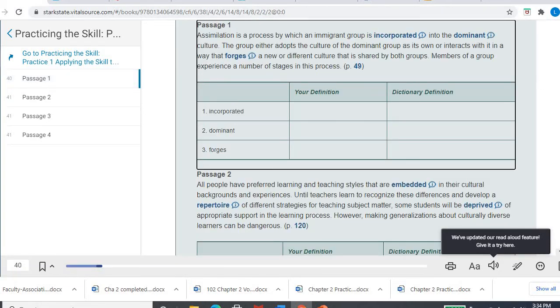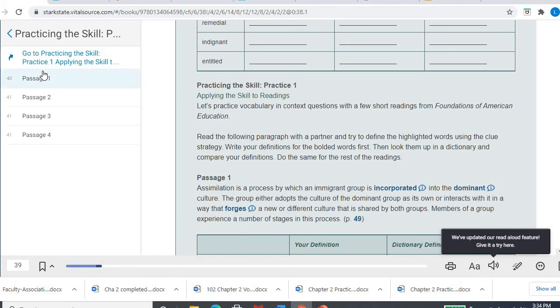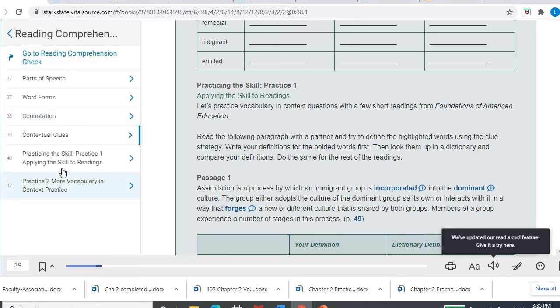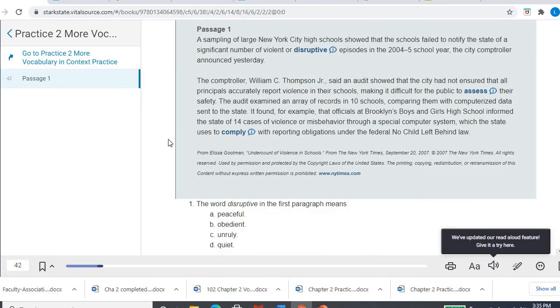Hold on. It's not where I want to be. I apologize. Still, I think it's safe to tell you that I'm not a fan of this textbook and the way it navigates. There we go. Here we go. Here we are. Passage 1. So if you would like to pause the video and read these 2 paragraphs, we're going to talk about 2 questions that go along with it.